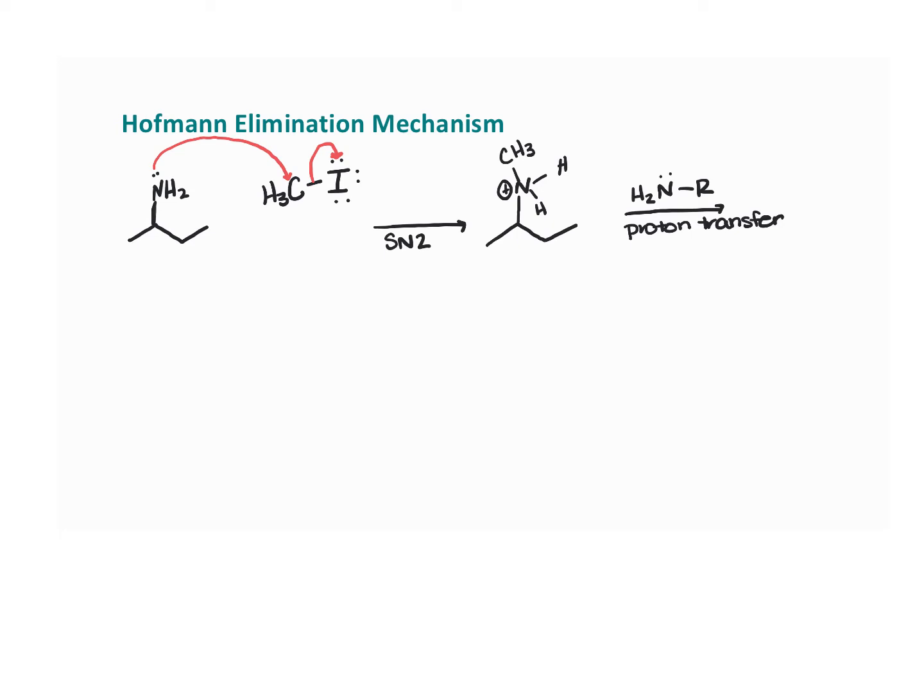Where these electrons are going to come in, they're going to steal that proton, they're going to drag it back. These electrons go right here on the nitrogen. We follow our arrows, and so we see that the product that's formed is the amine there, right?